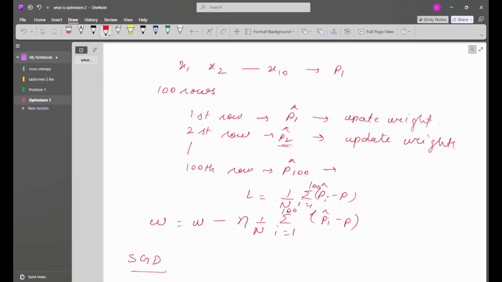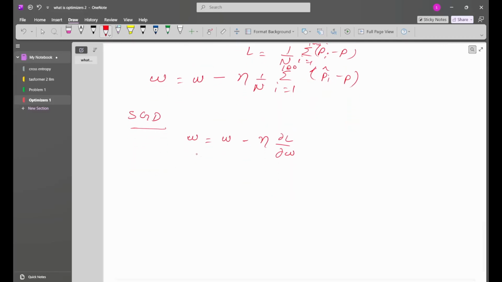There is a probability that SGD works better than gradient descent, because gradient descent takes too much time as it uses the full dataset to update weights. But in stochastic gradient descent, in one epoch we already update our weights 100 times. So this is better, but there are some pros and cons. Let's understand the pros of gradient descent and SGD. Both use the same formula. Nothing changed in the core formula of the optimizer.